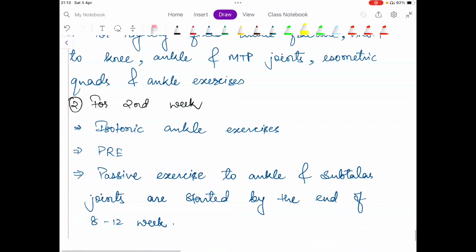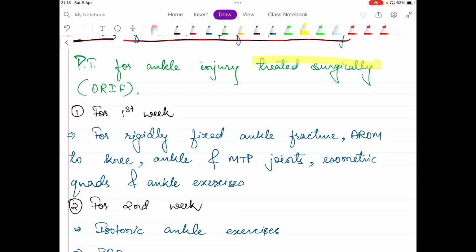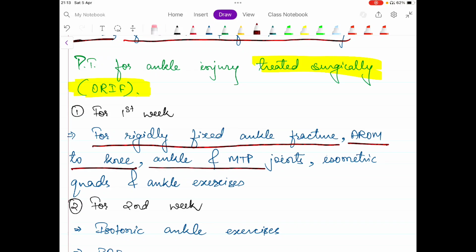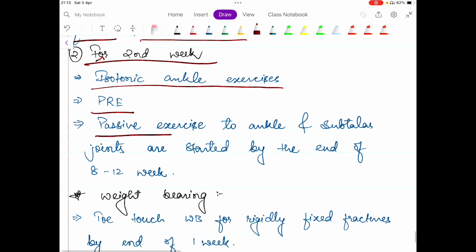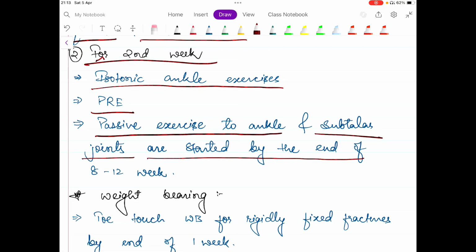Now let's talk about the PT management for ankle injury that is treated surgically, or ORIF. For the first week, for rigidly fixed ankle fracture, active range of motion to knee, ankle, and MTP joints is done. Along with that, isometric quads and ankle exercises are performed. For the second week, isotonic ankle exercises are performed. Along with that, PRE and passive exercise to ankle and subtalar joints are started by the end of 8 to 12 weeks.